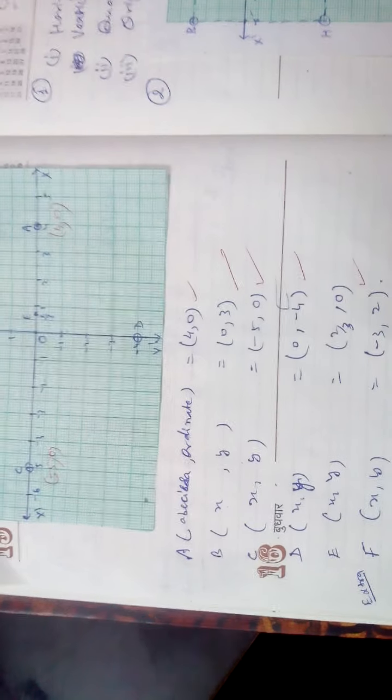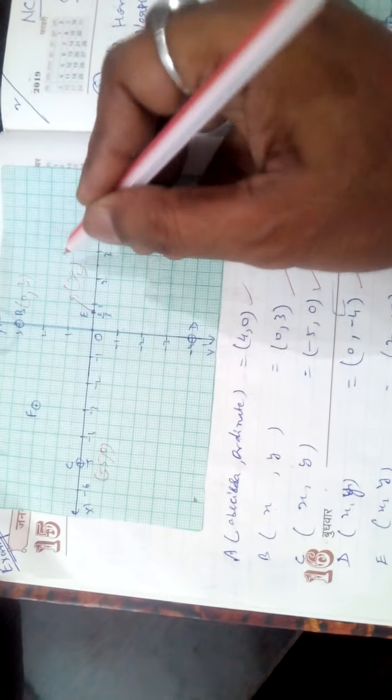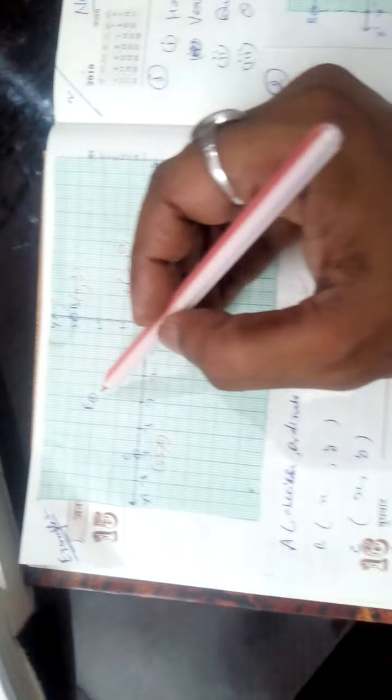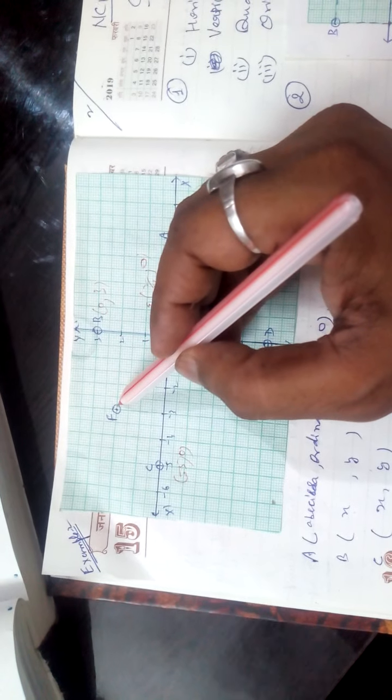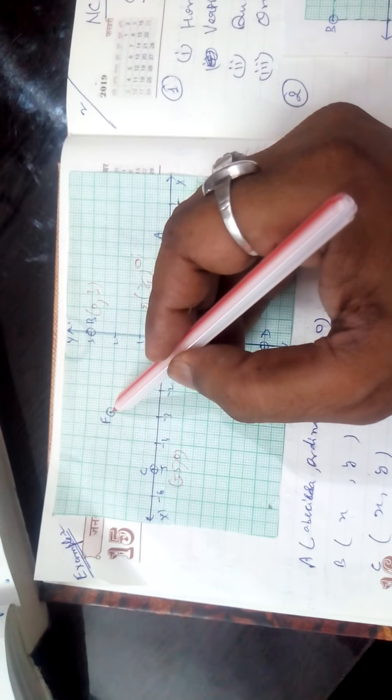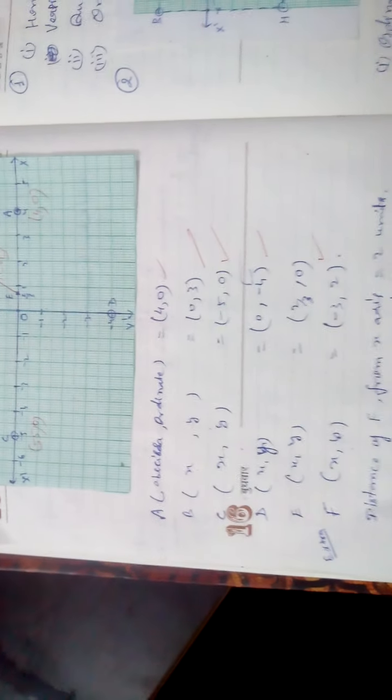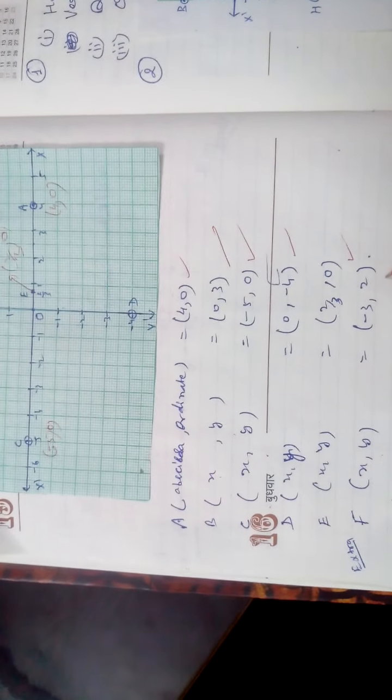E is a point given here. Where is E? E is on the x-axis at 2/3, not 1. So 2/3 on the x-axis, and y will be 0. So the point is 2/3 comma 0. And then the last part: F is a point which has -3 comma 2.